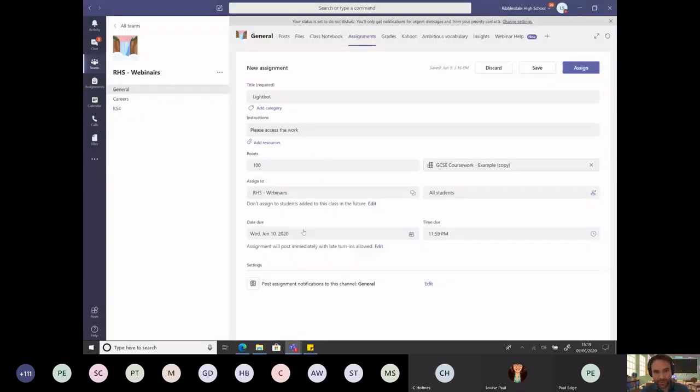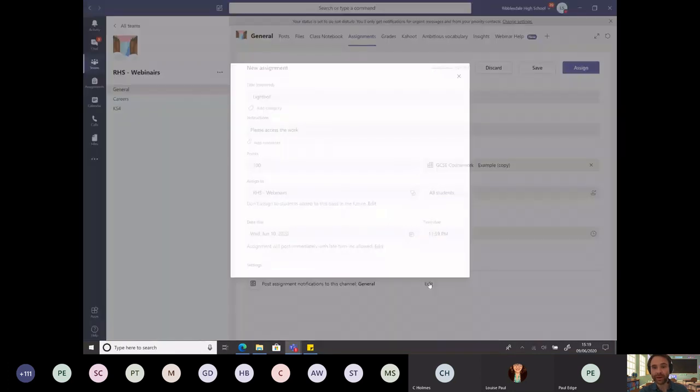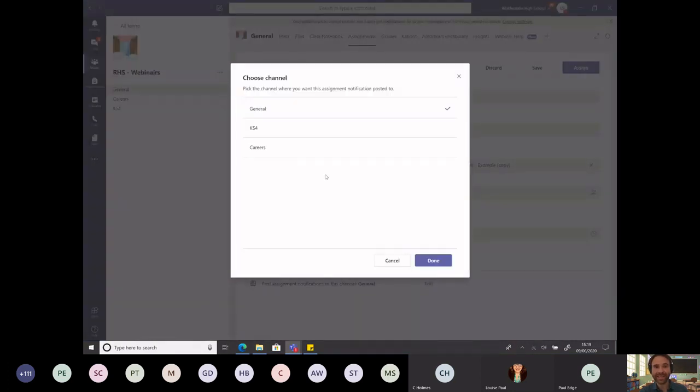Okay, and then we've also got this new one over here, which is post assignment and notifications. Now this is a new one, but is absolutely essential, because when we used to post things into Teams, it always used to go into the general tab. And that basically meant that the organization wasn't great, okay? But what we can do now is we can edit it, and we can decide on the correct channel that we want to send it to.